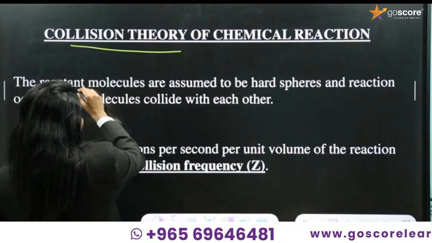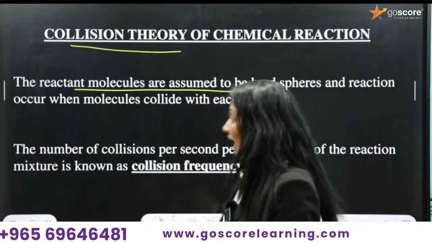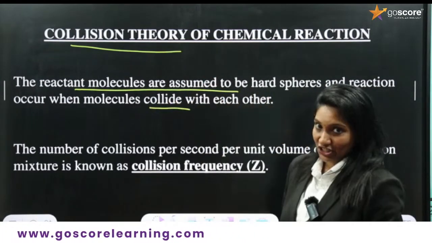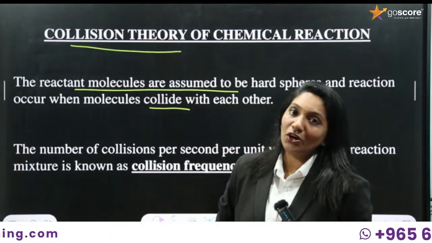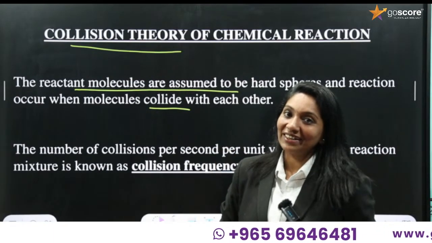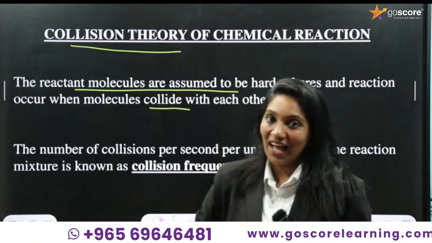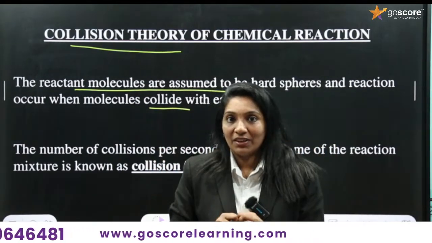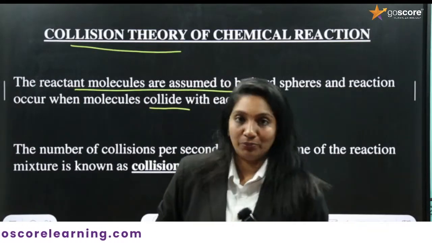And here, the reactant molecules are assumed to be spheres, and reactions occur when these molecules collide with each other. So whenever you see the collision theory, it should be in your mind that it is about collision of reacting molecules. There we will consider the reactant molecules as spherical structures. Whenever these reactant molecules collide in a very effective way, only then will they turn into product.